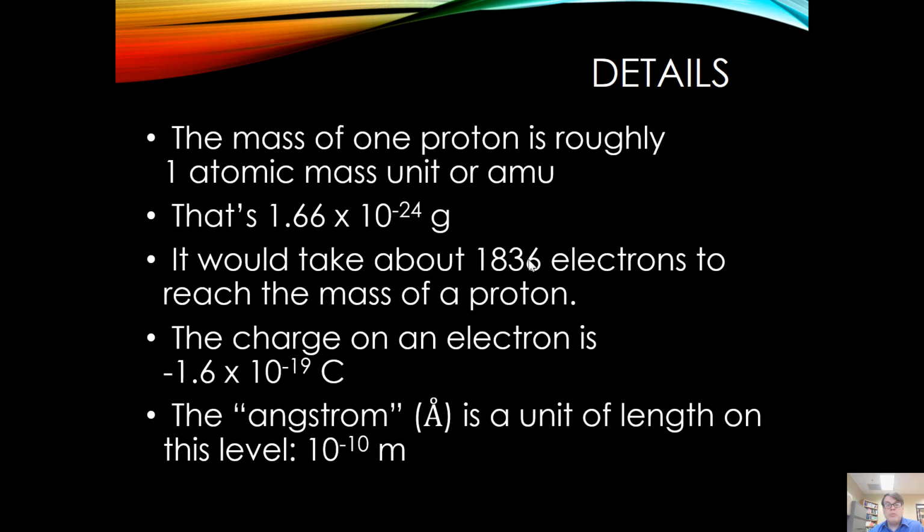Lastly, it wouldn't do very well to use meters to measure things on the atomic level, and so there's a unit called the angstrom, which is, you can see the halo on the A. It's a very godly unit of measurement. So it's a unit of length that is 10 times 10 to the negative 10th meters.